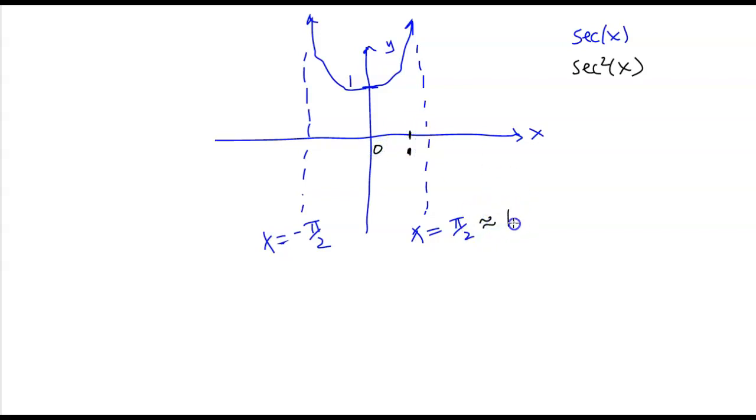And pi over 2 is approximately 1.57. Okay, so that's why I'm not drawing secant and doing the little parabola looking thing down below the x-axis here and down below the x-axis there. Okay. Now for secant squared, notice that it's going to look something like this. In other words, it's going to get to a point where it starts to rise higher, faster.